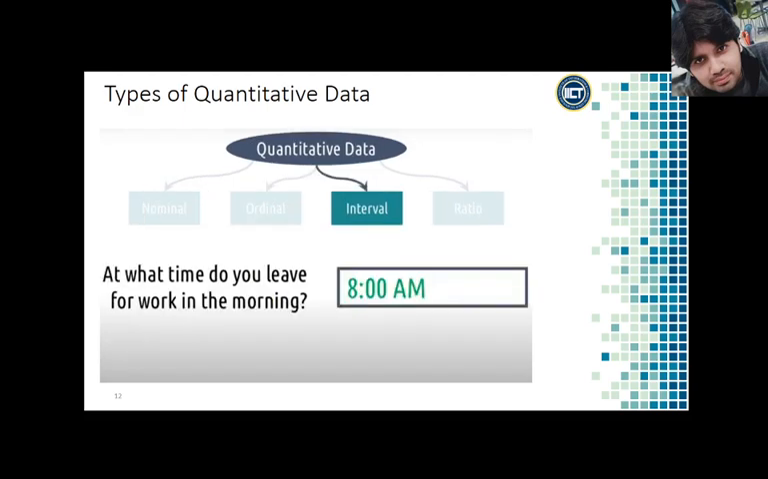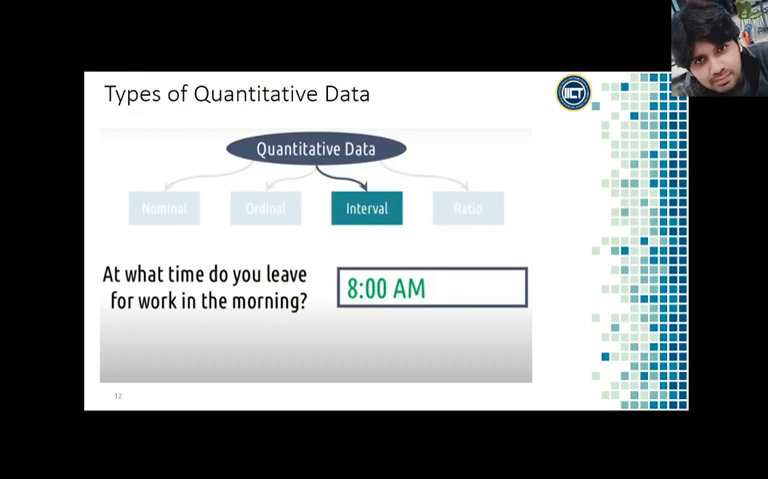That's where interval data comes in. With interval data, we do know the exact difference between values. Imagine if we ask commuters, at what time do you leave for work in the morning? We know that the difference between 6 a.m. and 8 a.m. is the same as the difference between 8 a.m. and 10 a.m.